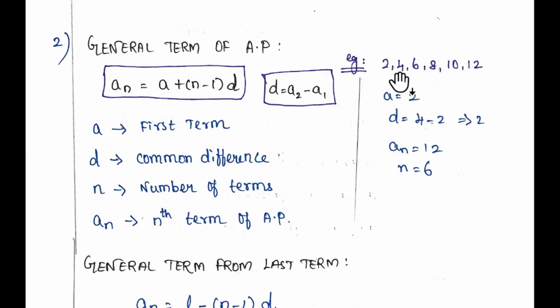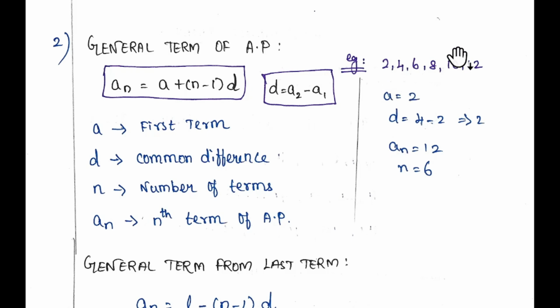When you want to find d, d is the common difference between the numbers, no? Always remember the formula for finding d is a2 minus a1. a2 is the second term, a1 is the first term. So go backwards: a2 minus a1, which is 4 minus 2, is equal to 2. The value of d is 2, right? Next is the nth term, an. an is the last term. Always remember an is the last term and we call that the nth term. So an is equal to 12 here.